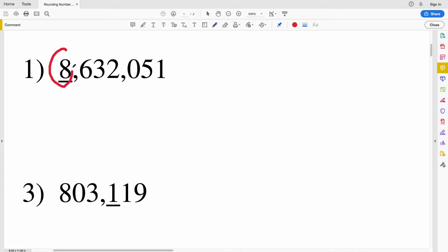So looking at number 1, the millions place is the place that's indicated. So we're rounding to the nearest million. And in order to round to the nearest number, we need to look at that previous place. In this case, we're looking at this 6. Now, if the number is 5 or greater, we round up, so the 8 will become a 9. If the number was less than 5, then we would round down. 632,051 falls between 8 million and 9 million, but it's closer to 9 million. Therefore, we round to 9 million.